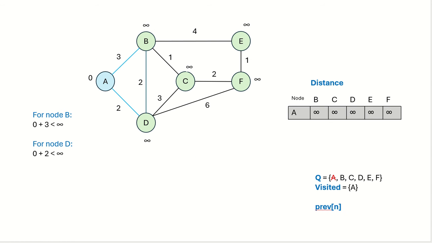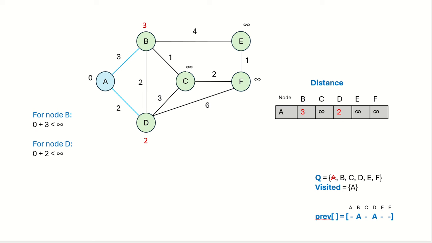So this is what we have done. We have checked for node B and we have checked for node D as well, and we have marked A as visited. So we will update these values in the distance vector. Now we have these values for B: the current known distance is 3, and the current known distance of D becomes 2. Since B was updated by node A, the previous node of B is A, and the previous node of D also becomes A.